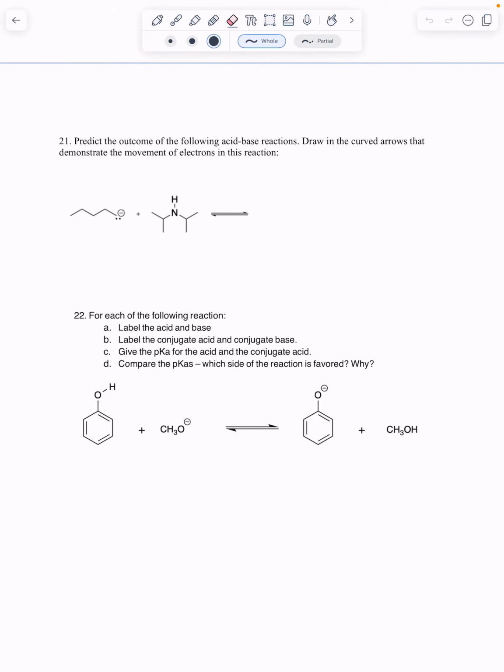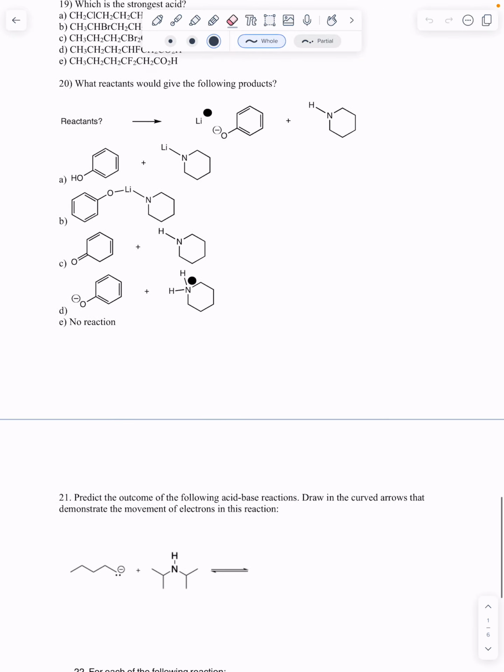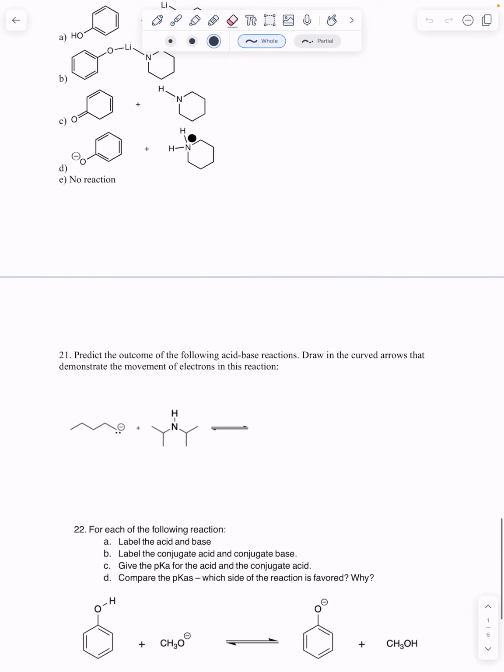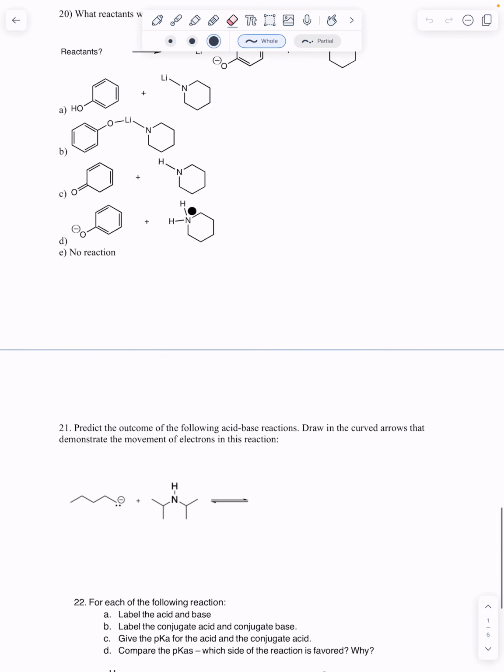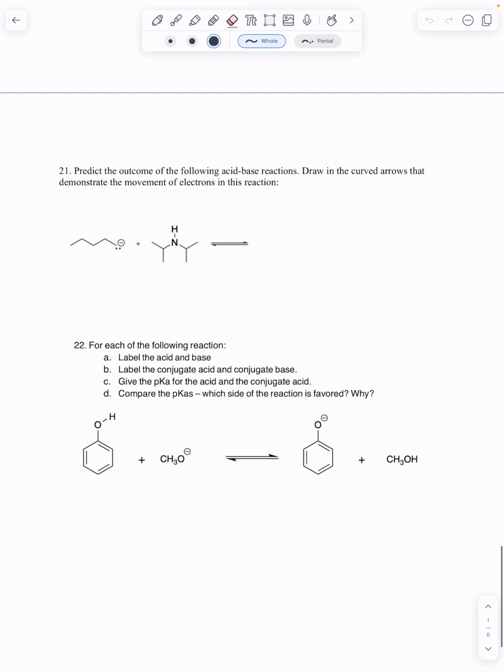Okay, so I have added some free response questions just to help my students out for the homework. It's not just multiple choice because the test is not just multiple choice, and so I wanted to go ahead and do the solutions for those. So this first one says predict the outcome of the following acid-base reactions. Draw in the curved arrows that demonstrate the movement of electrons in this reaction.